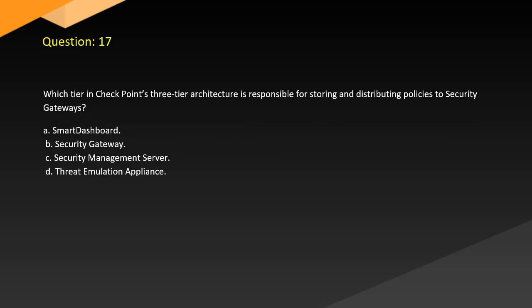Question 17. Which tier in Check Point's three-tier architecture is responsible for storing and distributing policies to security gateways? A. SmartDashboard. B. Security Gateway. C. Security Management Server. D. Threat Emulation Appliance.